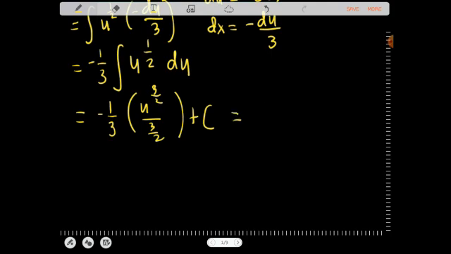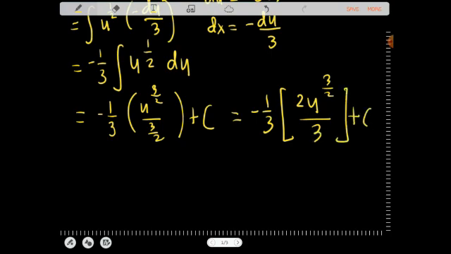Ngayon, di ba meron tayong rule na pwede natin siyang i-reciprocate yung ating denominator na fraction para mawala yung pagka-fraction niya. So, in this case, pwede mo siyang i-rewrite negative 1/3 times, brace na lang gamitin ko, pwede din namang parentheses, no? 2 u raised to 3/2 over 3. Okay? Then close plus the arbitrary constant c.